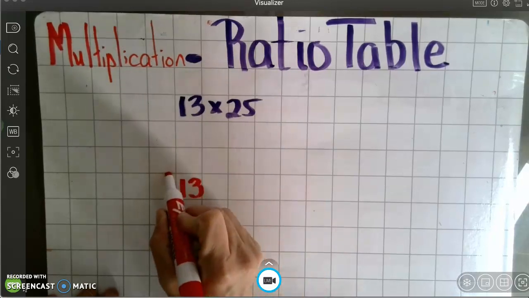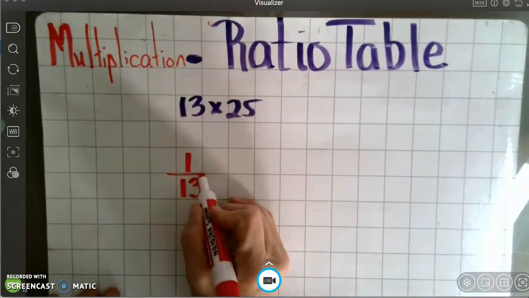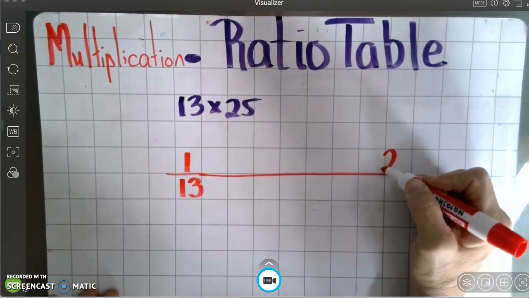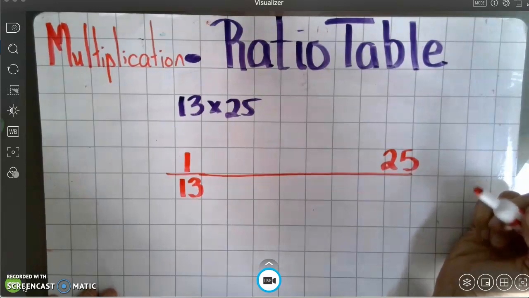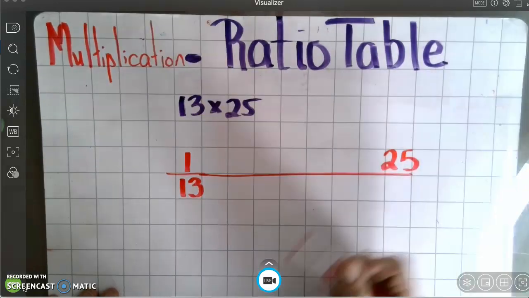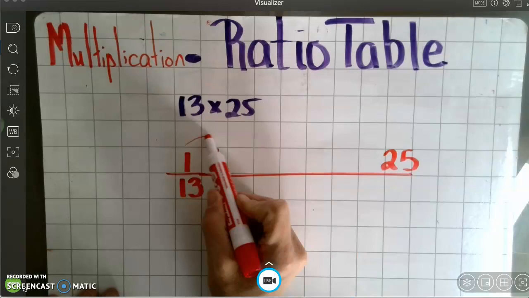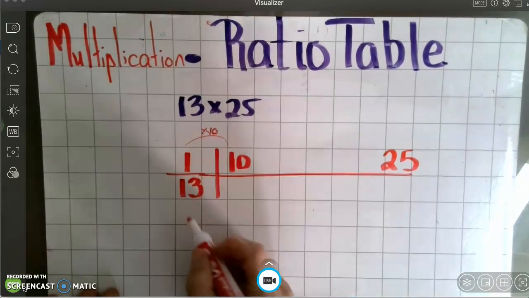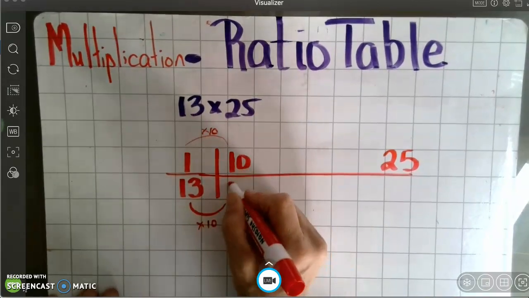I want 13. So one group of 13 is 13. And we got to figure out how many are in 25 groups of 13. Okay, I'm going to jump to a friendly number. I like the number 10. So 1 times 10 is 10. And then 13 times 10 is 130.